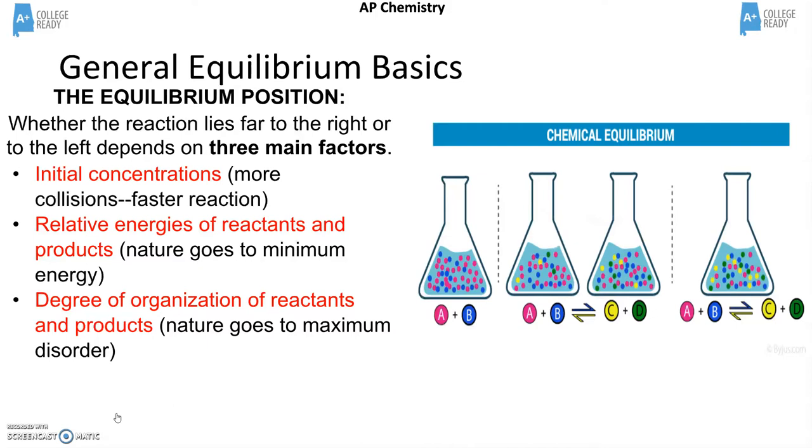Concentration. Obviously, think back to your states of matter, kinetic molecular theory. When you have more concentration of a reactant, there's going to be more initial collisions, more effective collisions. The faster the reaction will go from reactants to products. However, if the products have more concentration, then the reaction will shift from the product side to the reactant side.